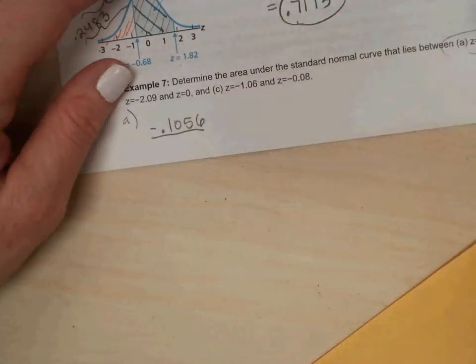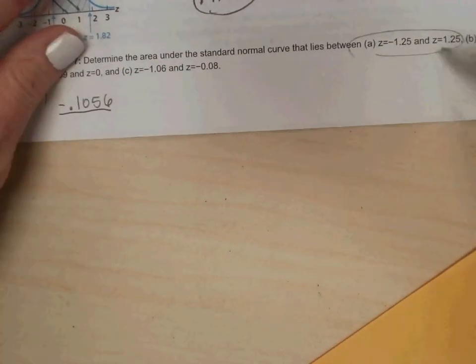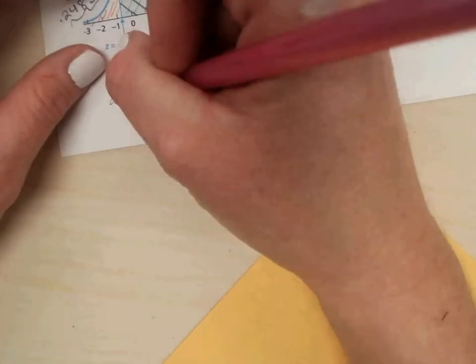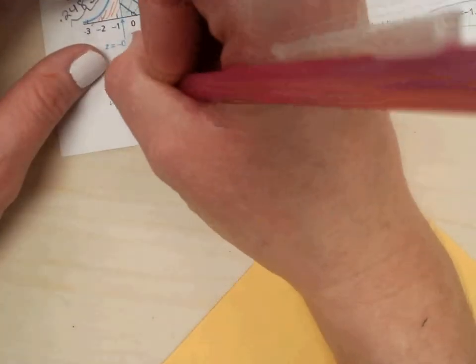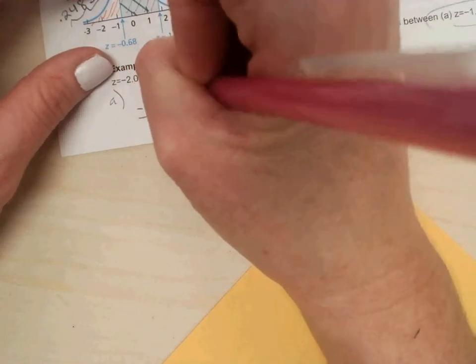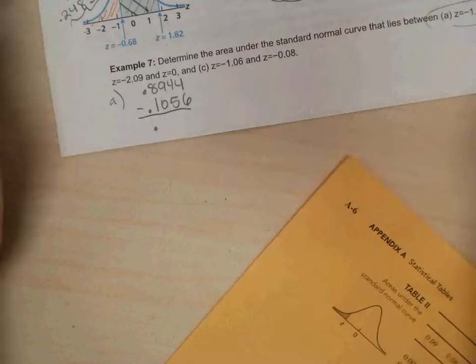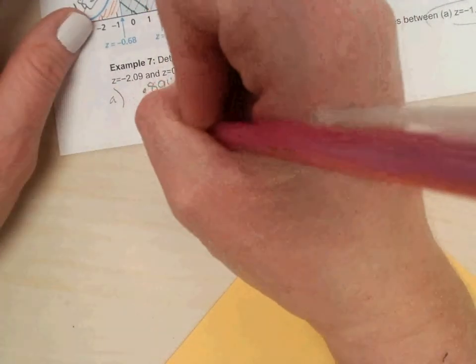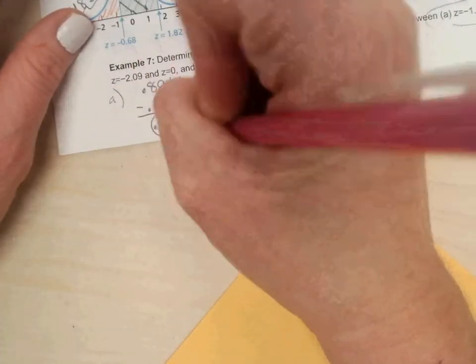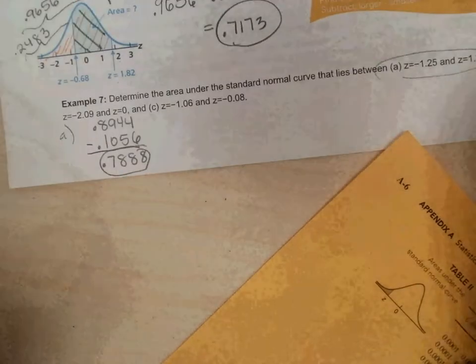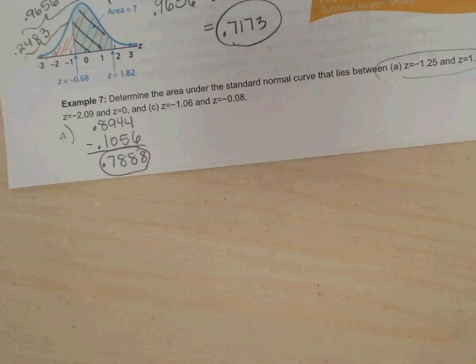That's the smaller of the two numbers. So I have to subtract the bigger minus the smaller. So what then is the area to the left of 1.25? 0.8944. So we subtract those two and we get what? 0.788. Nice job. For area between, you're just finding both and subtracting.